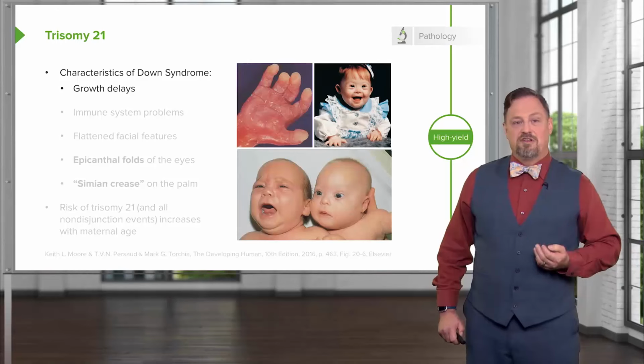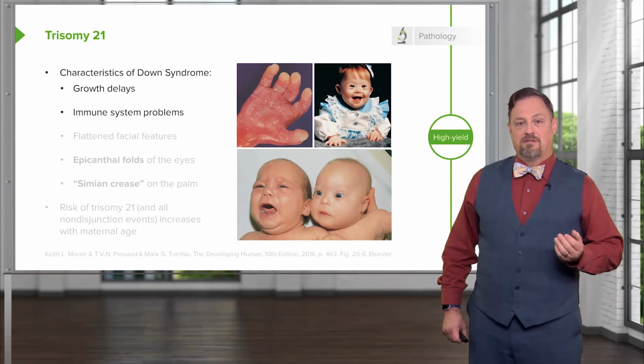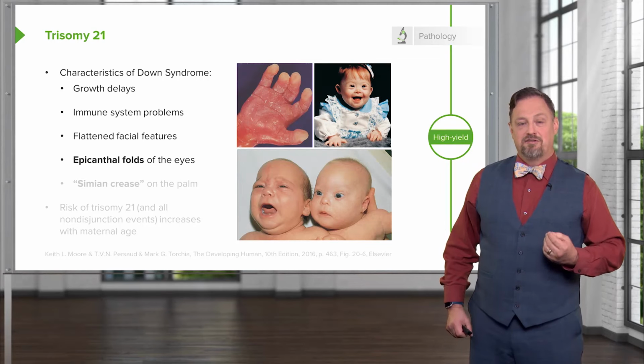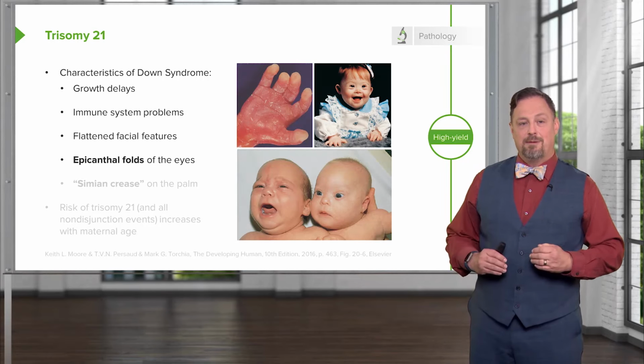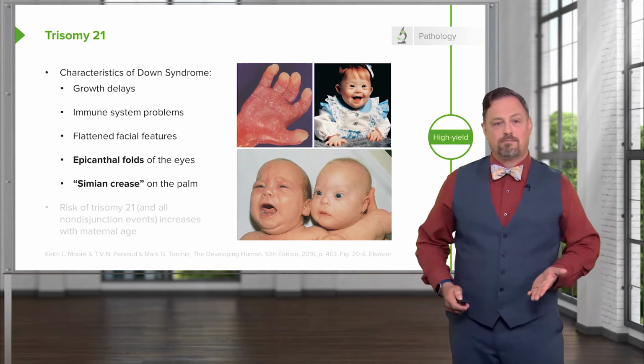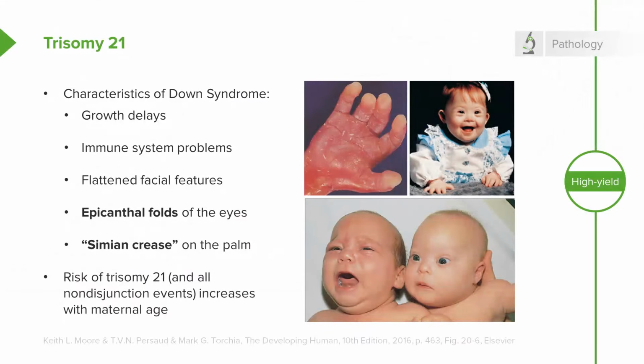People with Down syndrome typically have delays in growth, some immune system delays, and flattened facial features, as well as what's known as an epicanthal fold over the top of the eye and a simian crease that goes all the way across the front of the palm. The risk of trisomy 21, and any nondisjunction event for that matter, increases with maternal age. So here at the bottom of the screen we can see 2 children who were born at the same time, twins, but the one on the right is displaying the typical appearance of someone with Down syndrome, particularly the epicanthal folds right over the eyes.